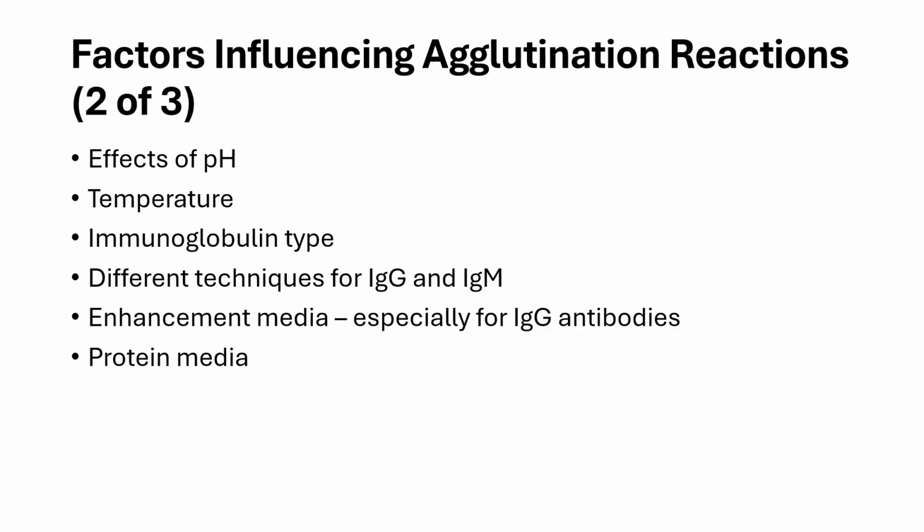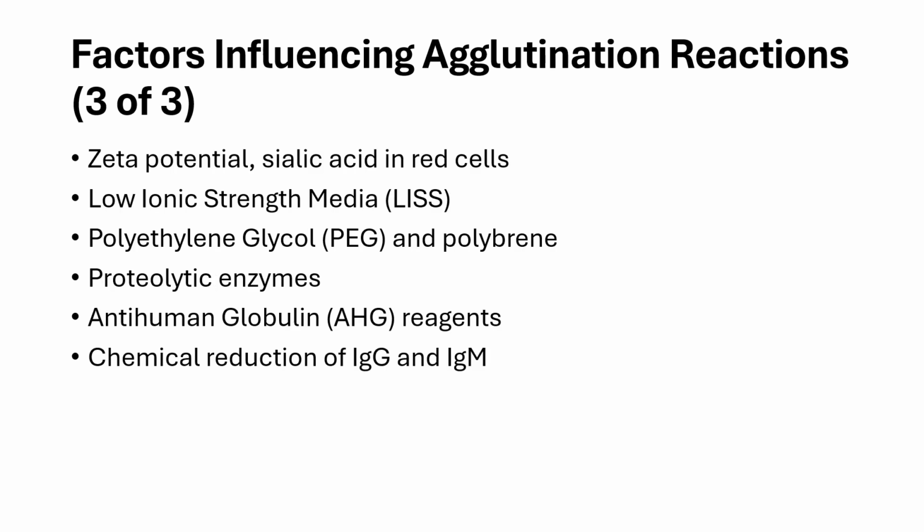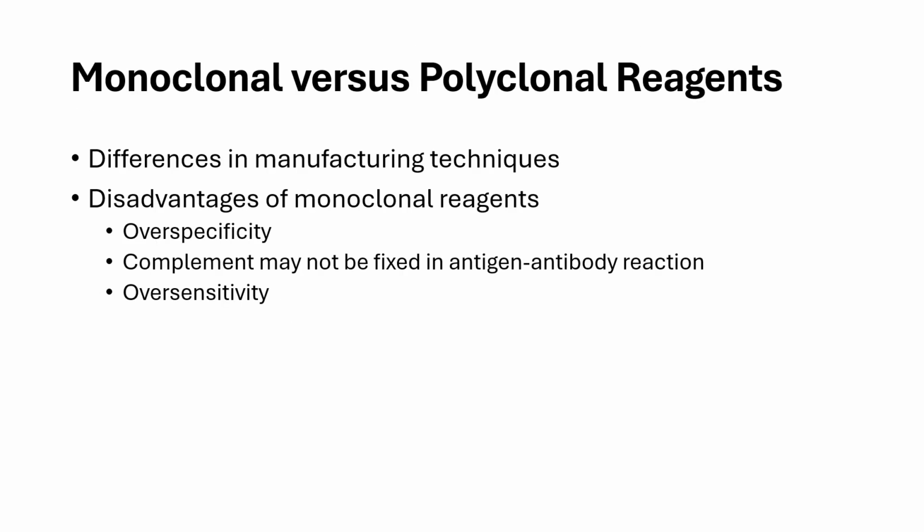Some more factors that can influence agglutination reactions are pH, temperature as well, and different techniques that we can do for IgG and IgM. Like I said, we'll talk about these later on, so this is just kind of a list for now. And same with these, we will talk about these as well.